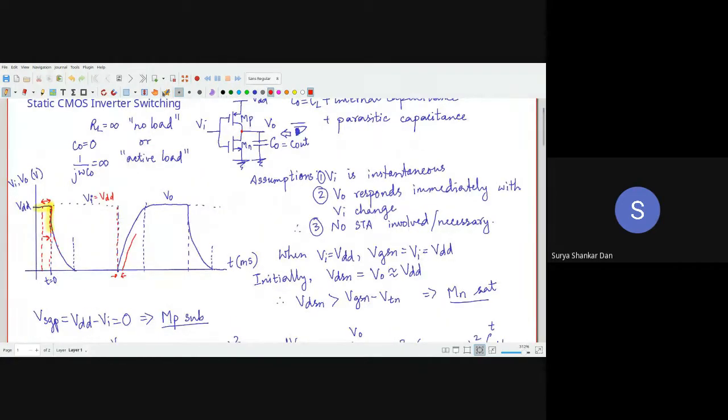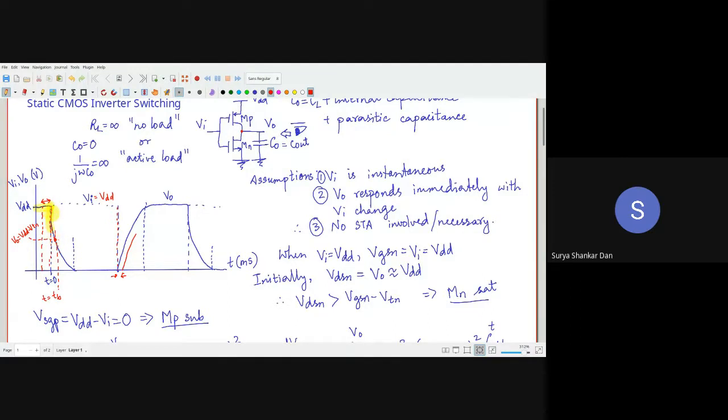So let me just draw that, it will be easier. So let us say here, at this point your VO becomes equal to VDD minus VTN. So here I'll put VO equal to that. So from this point until this point, Mn was in saturation.